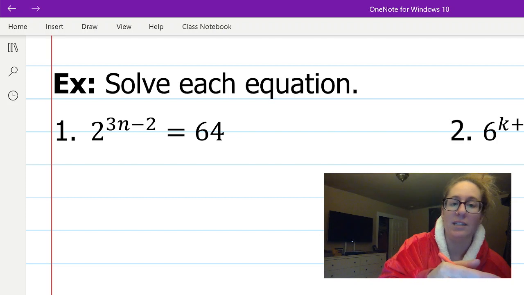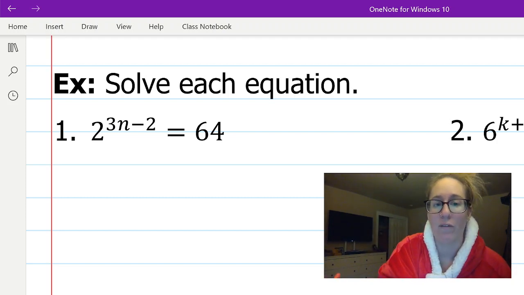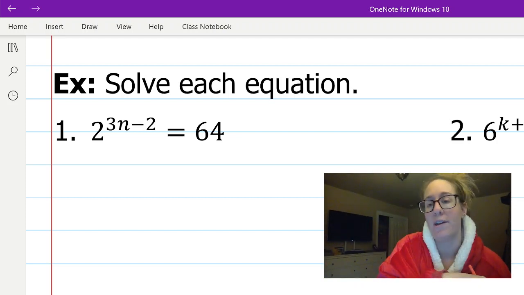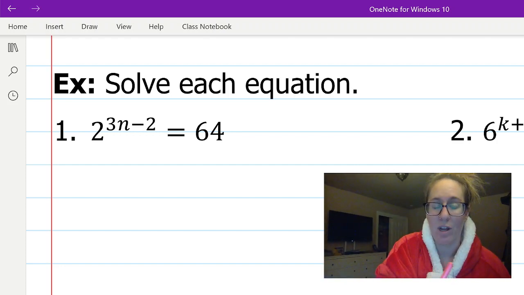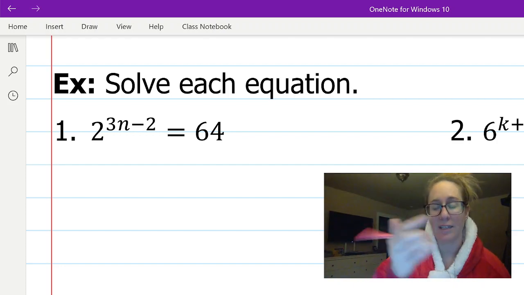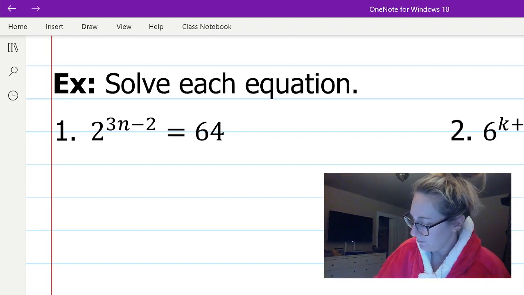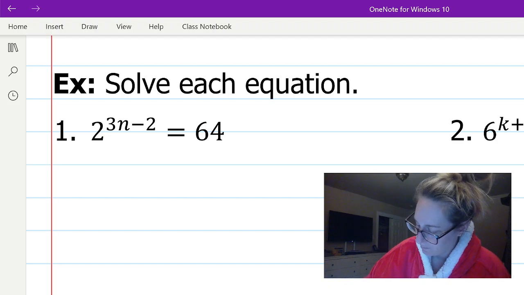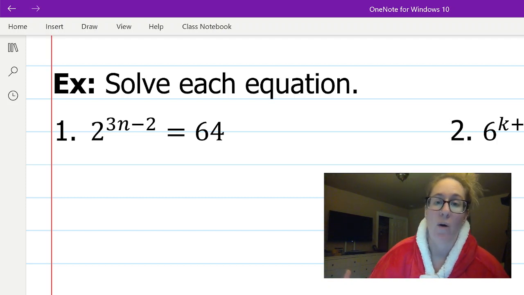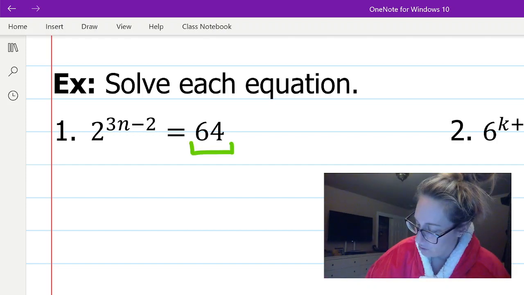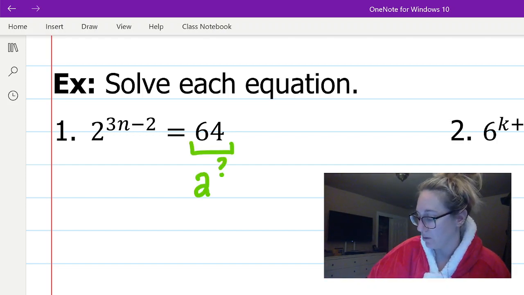So we'll start with a really easy one. So we have 2 to the power of 3n minus 2 equaling 64. Your first step is always going to be to convert your bases so that they're all the same number. So you never want to try and convert up. You always want to try and convert down. So what we need to do is change that 64, and we need to change it so that it's 2 to the power of something. 2 to a question mark equals 64.